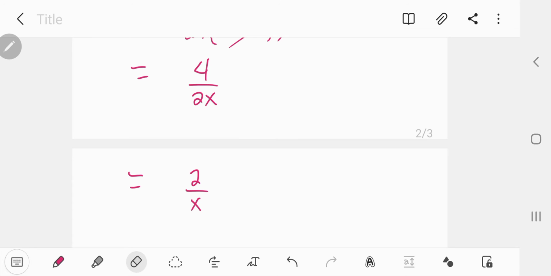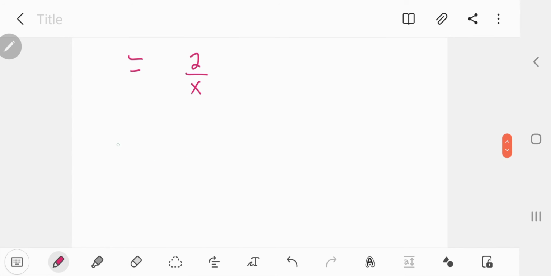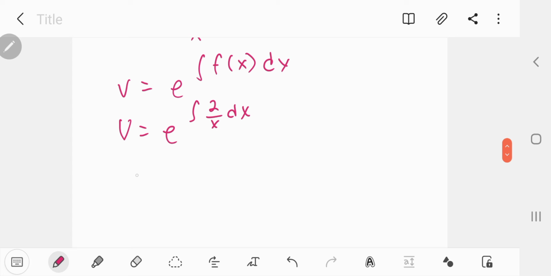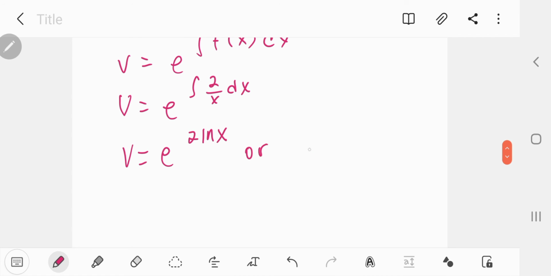Now let us find the value of b. We have b is equal to e raised to the integral of f of x dx. So b is equal to e raised to the integral of 2 over x dx. Now we have b is equal to e raised to 2 ln x, or e raised to the ln of x squared. So the final answer for the value of b is simply x squared.